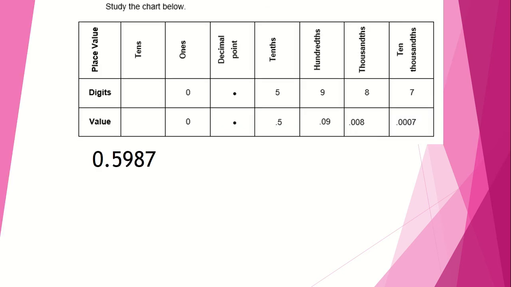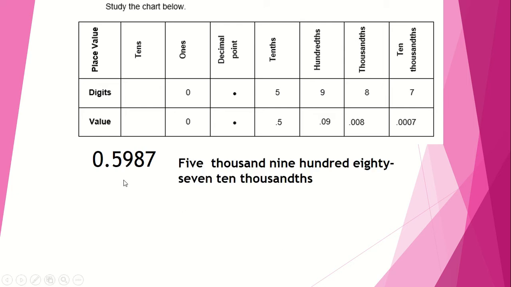To start with, let's study the chart below. So we have this number. This is read as 5,987 ten thousandths. This is written on this chart.